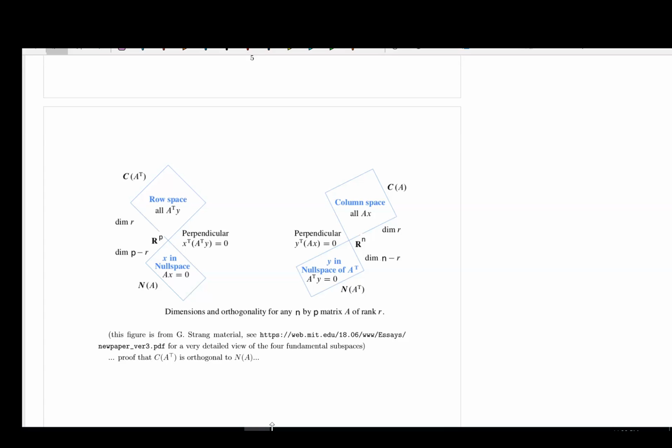So your matrix A goes from Rp to Rn. That's using A. You take X in Rp, get Y in Rn. Anything that belongs to the null space is going to be sent to that particular value, 0.